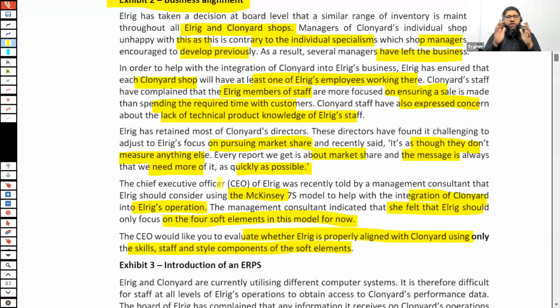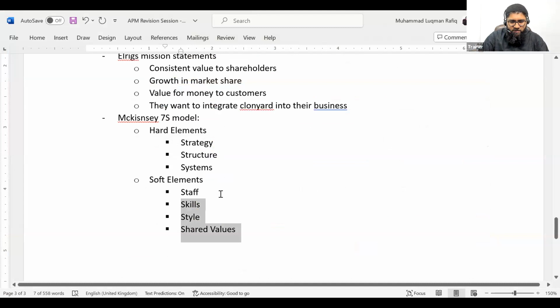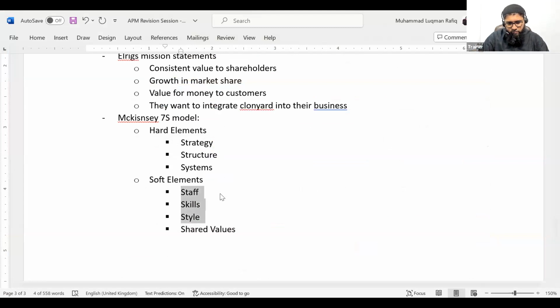Now, how exactly are we going to answer this question? What is the examiner asking? You would like to evaluate whether Elric is properly aligned with Clonyard using only skills, staff, and style. So now let's discuss what exactly this is. So you've got to talk about the skills, style, and staff, right?